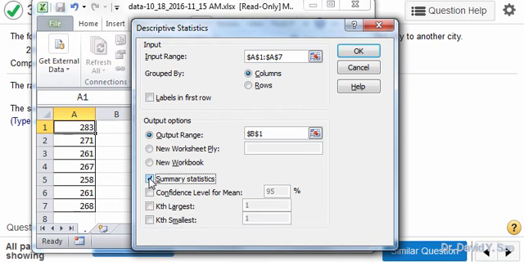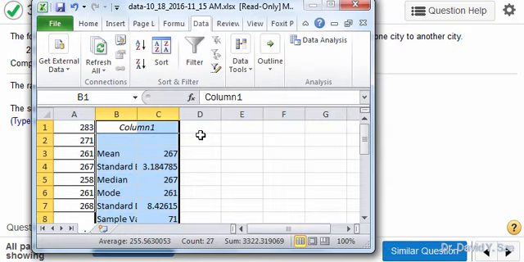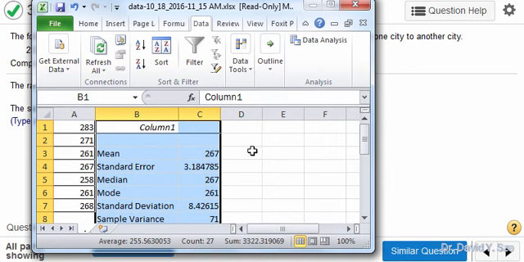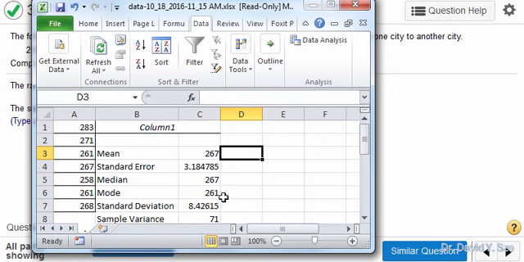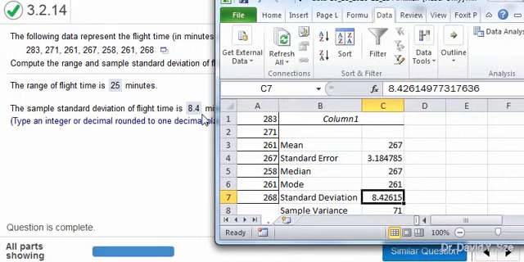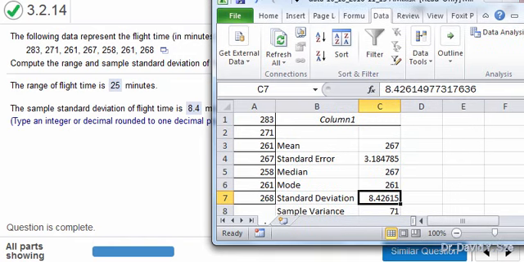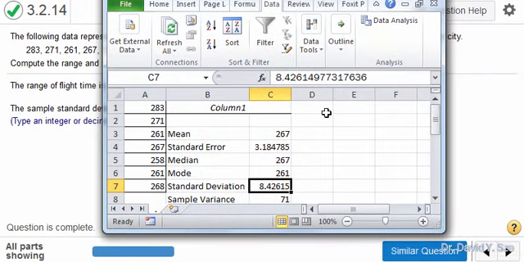We have to tell Excel that we want the summary statistics. Okay, here they are. I'll double click on this border between the two columns. Standard deviation, here it is, 8.4, the same as we got before, 8.4. Of course, StatCrunch and Excel should give us exactly the same number. So this is one way. It's slightly longer, but it gives us a lot of information.